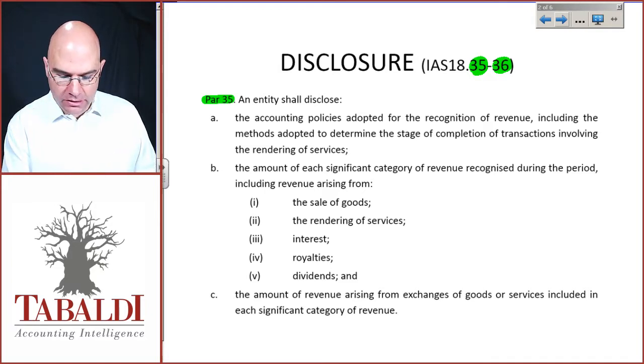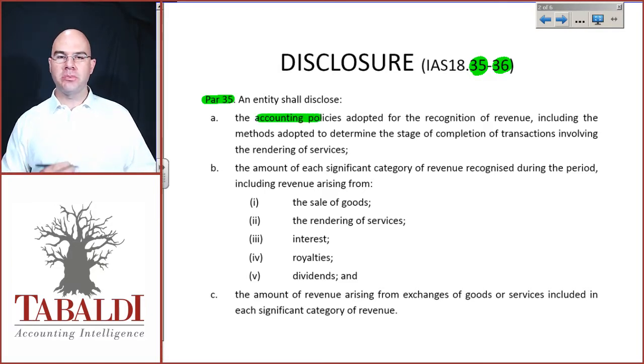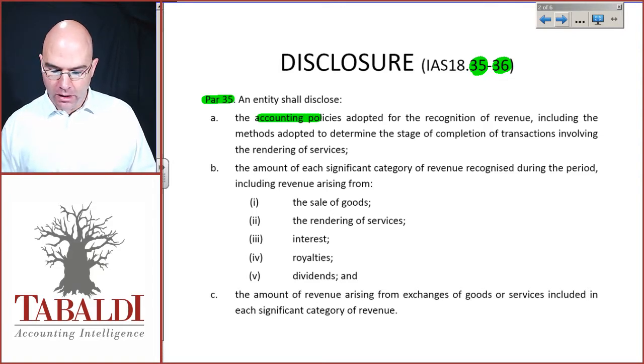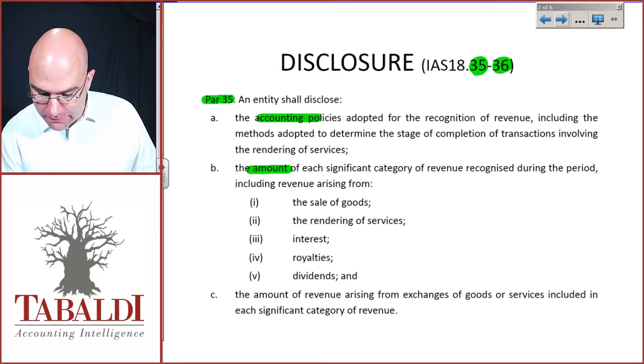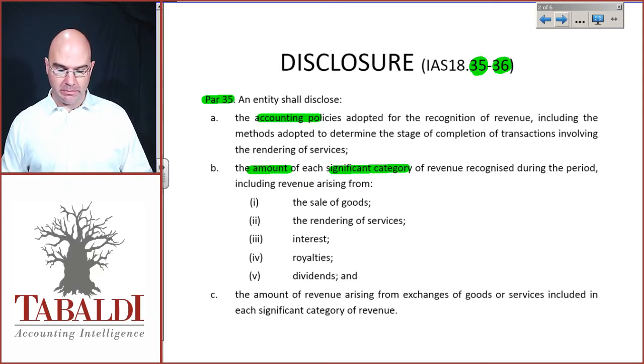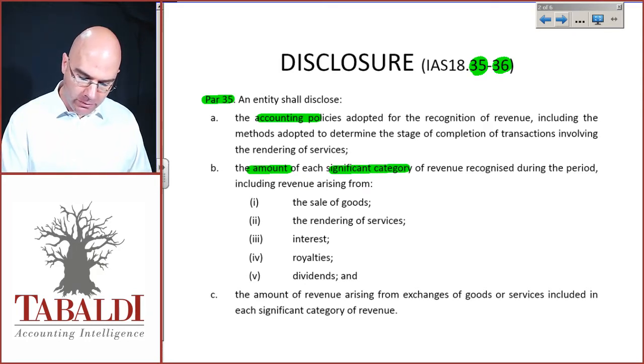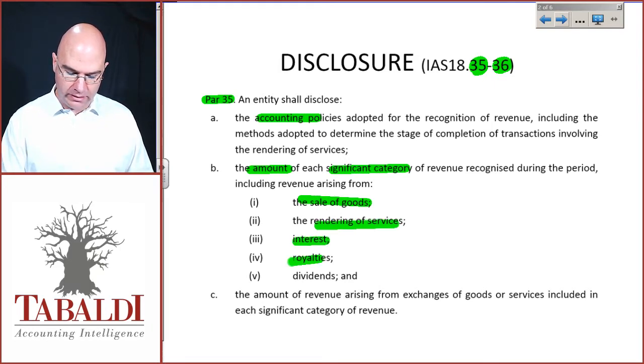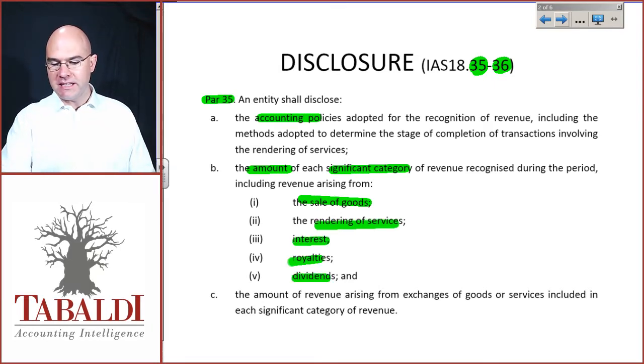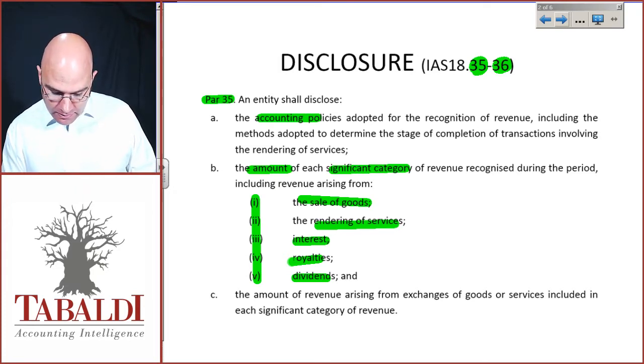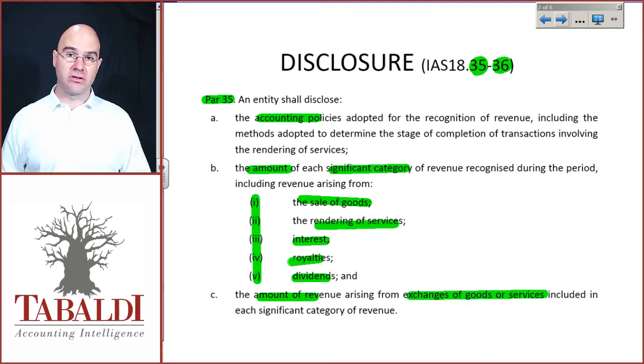It tells us that we must disclose the accounting policy adopted for the recognition of revenue. Okay, and then it tells us that we must disclose the amount of revenue from each significant category of revenue recognized during the period, and it splits them out: revenue from sale of goods, rendering of services, interest, royalty, dividends. Last but not least, please don't forget, within this revenue disclosure, we must also tell the users the amount of revenue that arose from exchanges of goods or services, your barter transactions.